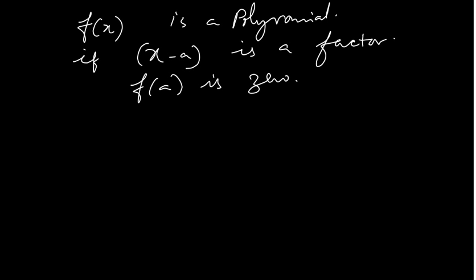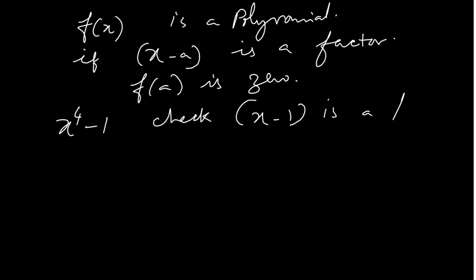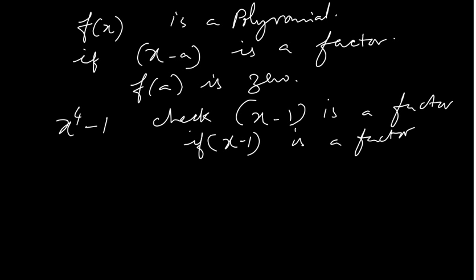So how do I do that? If I have x to the power of 4 minus 1, we did this kind of question the day before yesterday, and we want to check whether x minus 1 is a factor or not. If x minus 1 is a factor, then the remainder is 0. f of 1 should be 0.